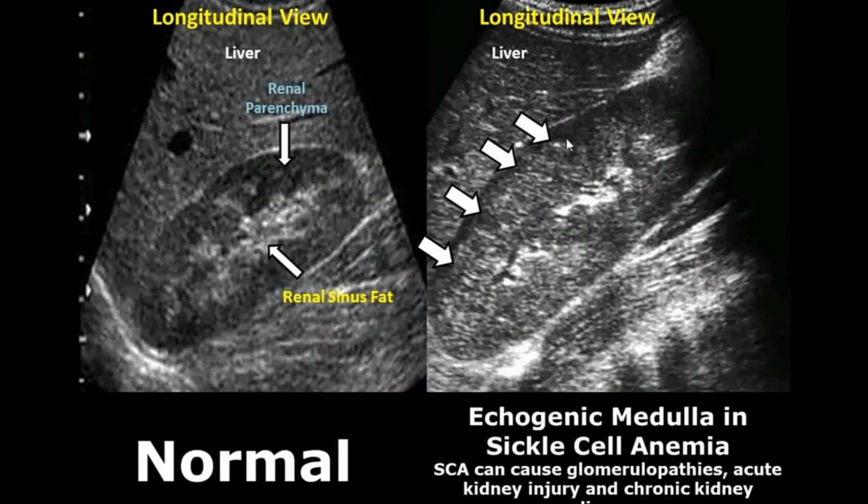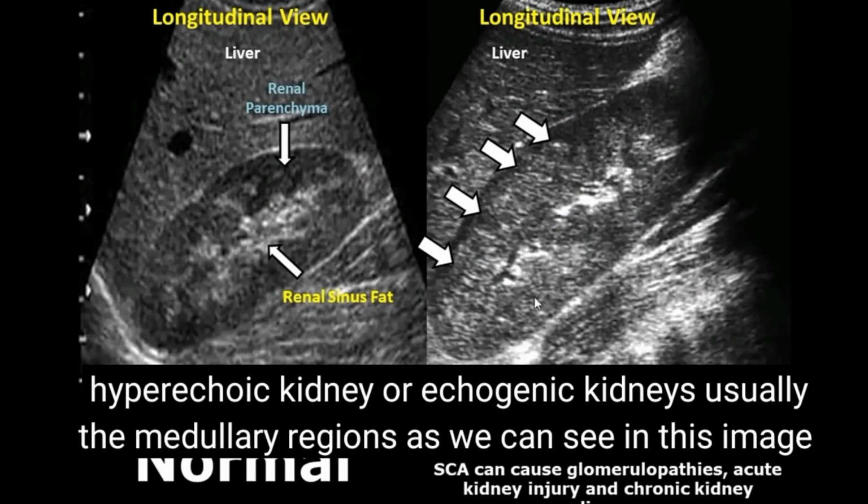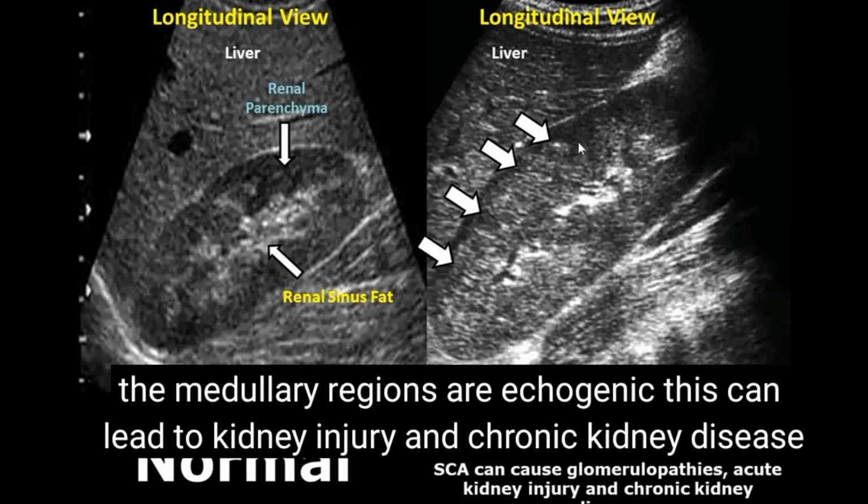Sickle cell anemia can also cause hyperechoic or echogenic kidneys, usually in the medullary regions, as we can see in this image. The medullary regions are echogenic. This can lead to kidney injury and chronic kidney disease.